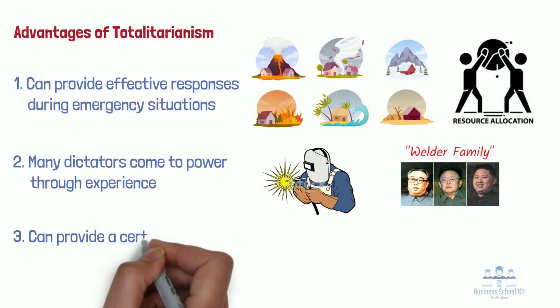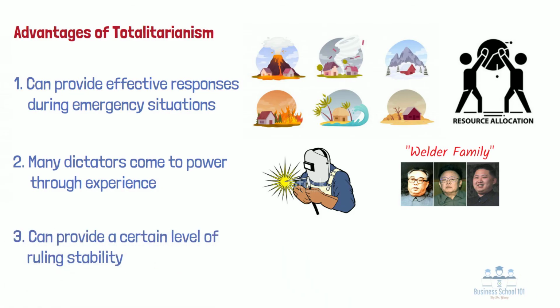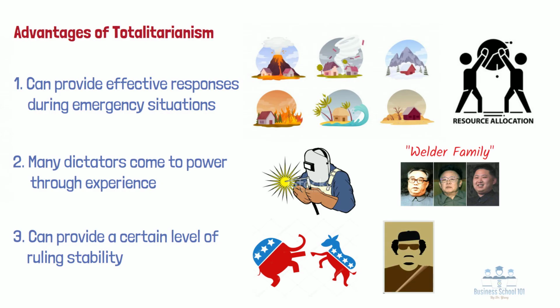Third, they can provide a certain level of ruling stability. As we have learned, in a democratic country, if the elected representatives fail to perform their jobs adequately, then they will be voted out of office during the next election. When the new representatives arrive, they might completely overturn their predecessors' policies and regulations, which could lead to a level of policy uncertainty. However, governments that are based on dictatorship or totalitarianism often see a single ruler or ruling group in charge for several decades, which creates a certain level of policy consistency.